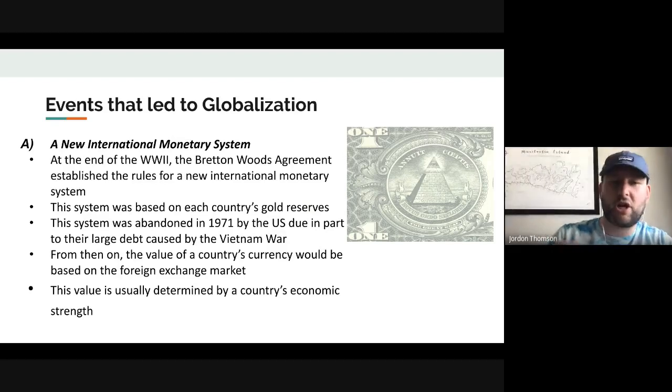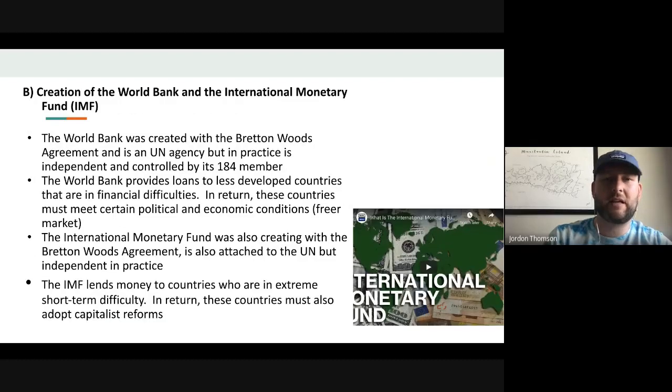So again, your country's value is dependent on its economic strength. The more money, the more ability, the better your economics are, the more valuable your dollar is on a global scale. Okay, so you can take a second and watch that. But this creation of a World Bank and the International Monetary Fund, what the International Monetary Fund does now is it actually lends money to countries that are in need. So the bank of all banks.